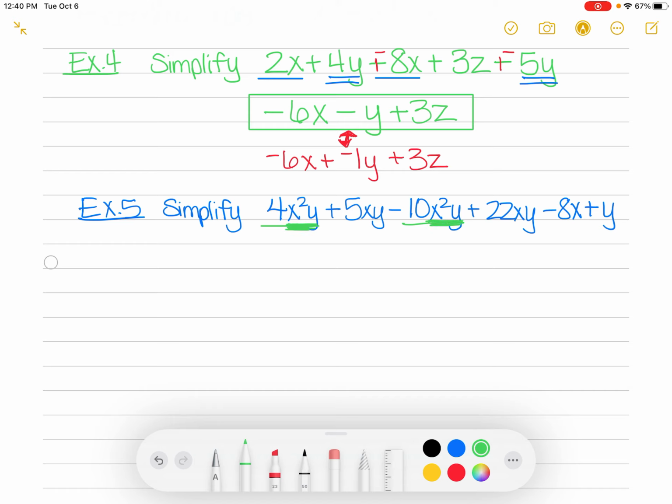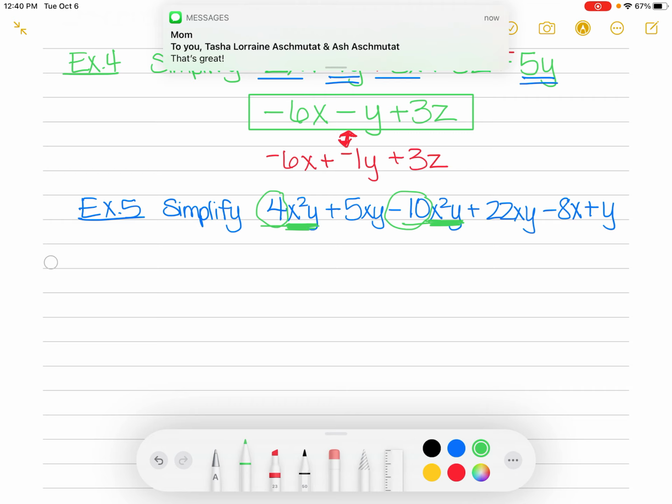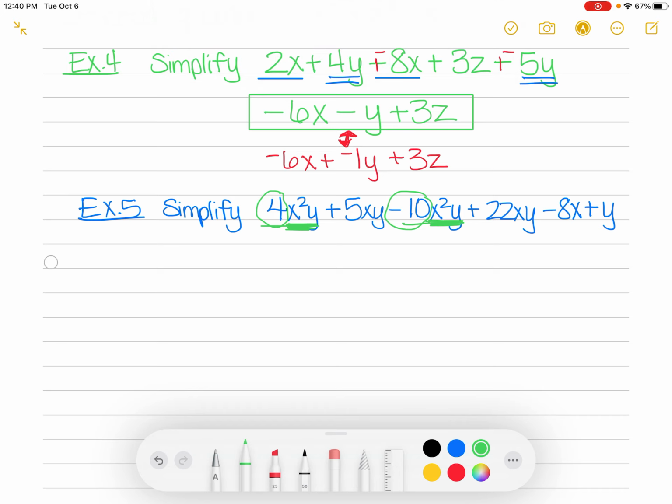That's the part you want to make sure is the same. And then when you're adding or subtracting, you're just doing the front numbers. Another thing that helps you out with knowing which order they go in is if you just follow the problem, doing the first one with its like term and then the second one with its like term, then you'll be in the right order.